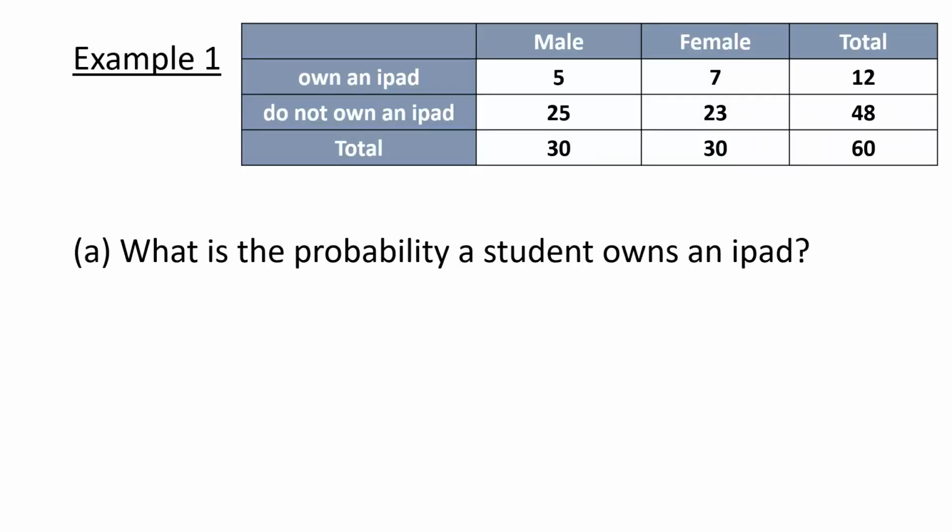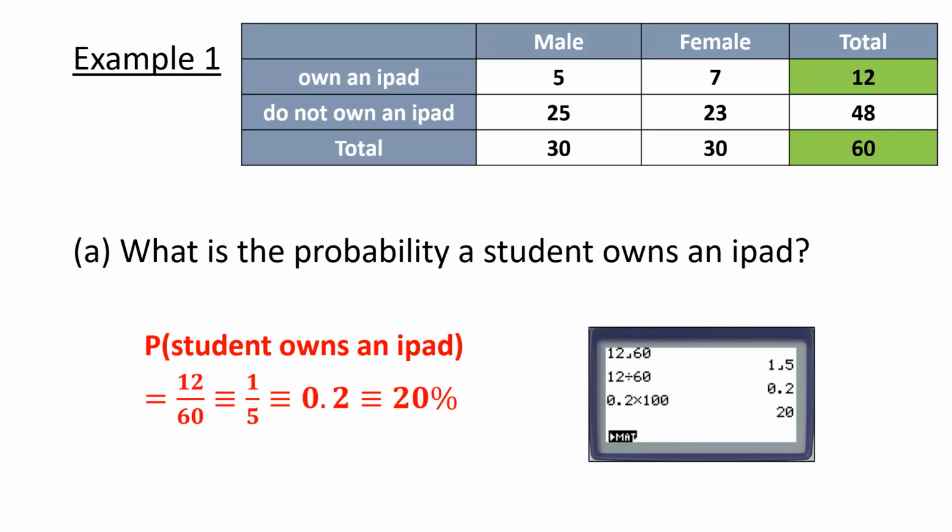Right, let's get into our questions. Part A, what's the probability a student owns an iPad? Well, there are 60 students and 12 of them own an iPad, so we can write it as 12 over 60, or simplify it to a fifth, or write it as a decimal or a percentage if we prefer.